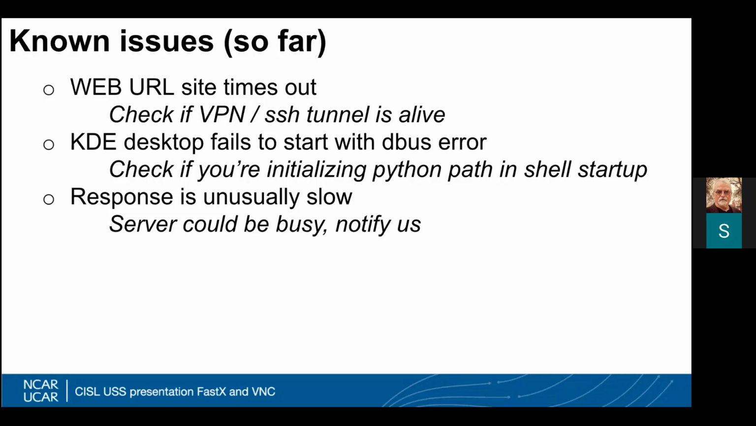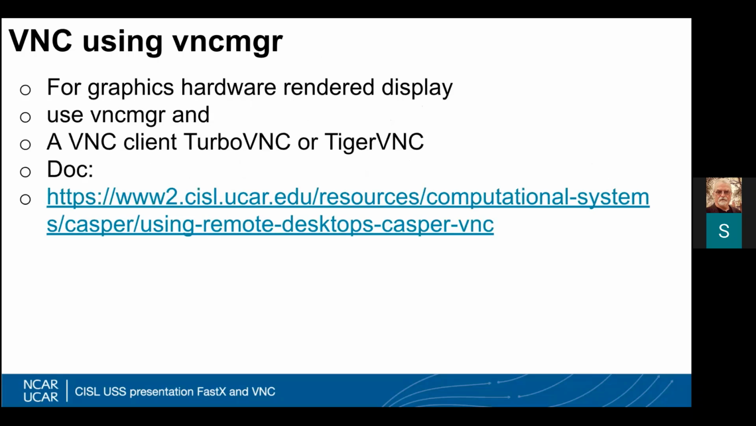Oftentimes, response is unusually slow. The server could be busy because one or more users have inadvertently started huge resource-consuming jobs. It happens. Please notify us. We will work with whoever is doing it and suggest the right way to do things. So these are the known issues so far. We will discover more as we proceed with heavier usage.